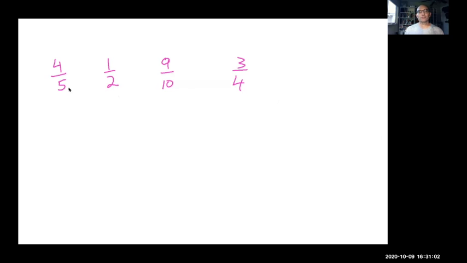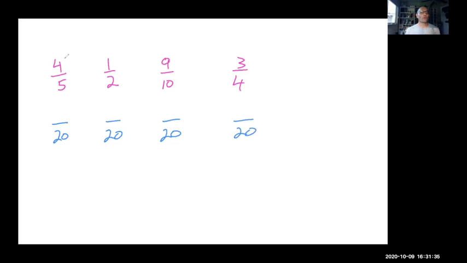So what is the smallest number that 5, 2, 10, and 4 all fit into? Well, this is where knowing your times tables really well comes into play. Well, 5 and 2 both fit into 10, but 4 doesn't fit into 10. What about 20? 5 goes into 20, 2 goes into 20, 10 and 4, they all go into 20. So each of these is going to become something over 20. So it's going to become 20 over 20, 20, 20.